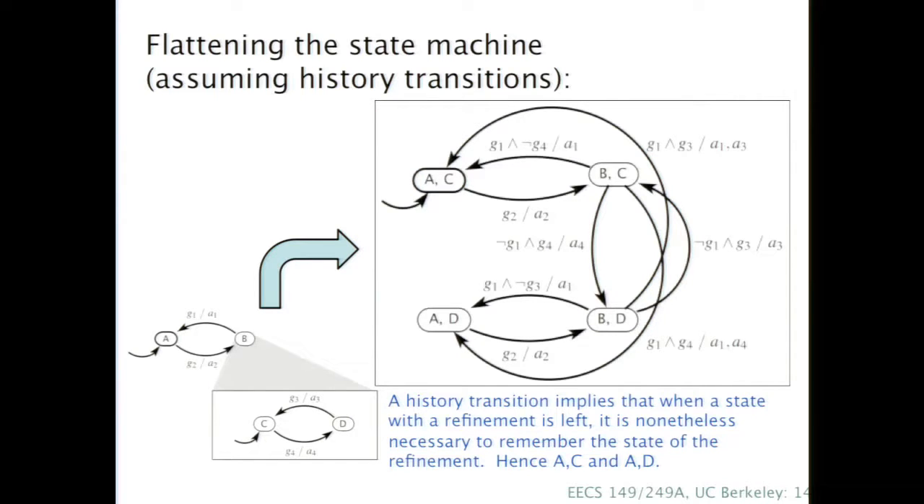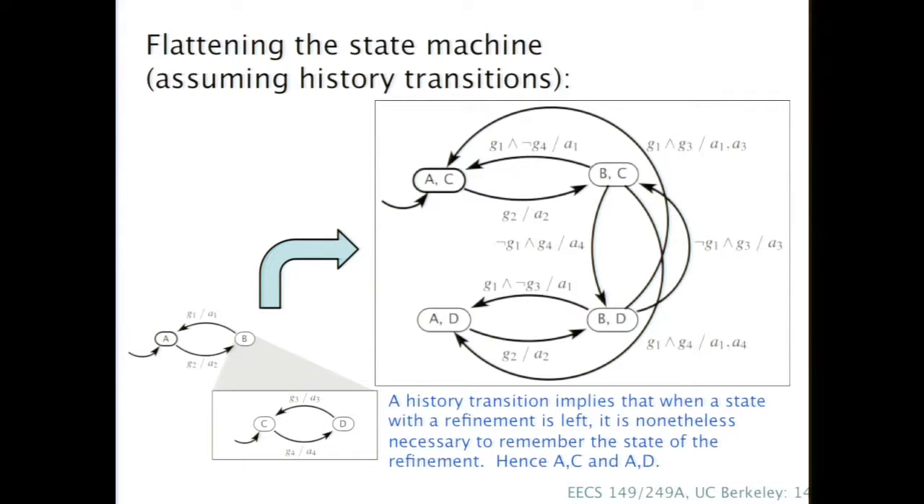If I'm in BD, however, because this is a history transition, it would be incorrect to transition to AC. Because if I go to AC at that point, then next time I enter B, I'm going to enter at C rather than D. Okay? So I have to, if I go to A, I have to remember where I was in the refinement.